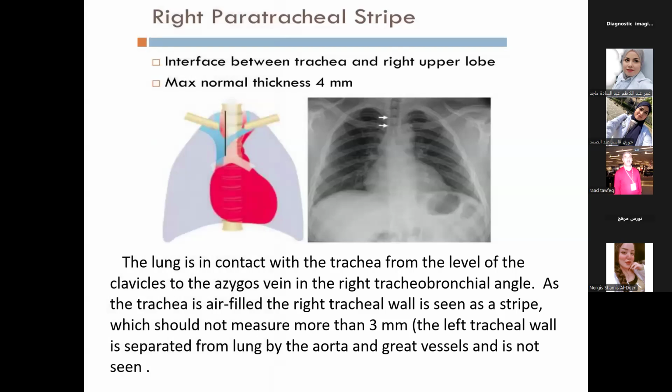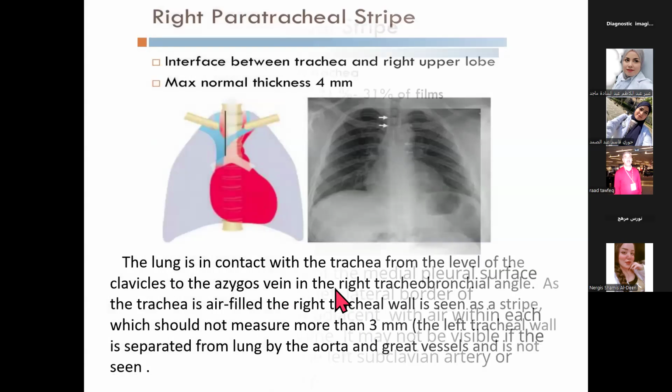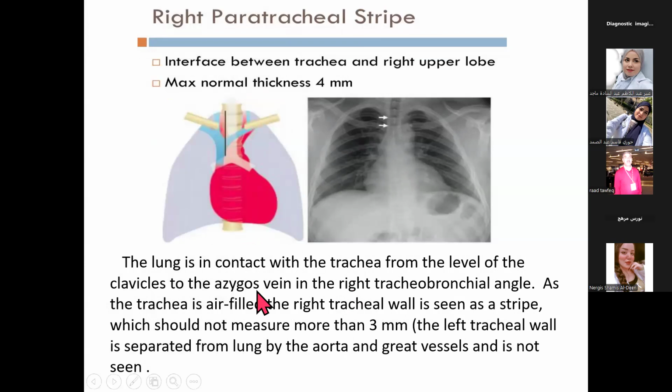Right paratracheal strip: the lung is in contact with the trachea from the level of the clavicle to the azygos vein in the right tracheobronchial angle. As the trachea is air-filled, the right tracheal wall is seen as a strip. It should not measure more than 3 millimeters. The left tracheal wall is separated from the lung by the aorta and great vessels. Therefore, it is not seen.